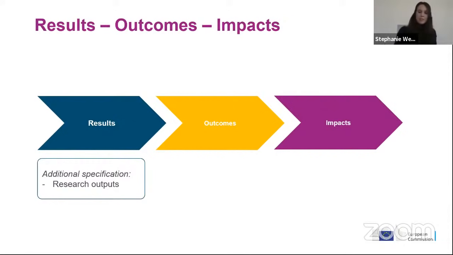Coming to a couple of definitions. I mentioned that already. So we have results, we have outcomes, and we have impacts. I'm taking a look at the clock and I have to speed up a little. So these are key terms that you will find. And this is also something new: we did not have this differentiation between outcomes and impacts in Horizon 2020.